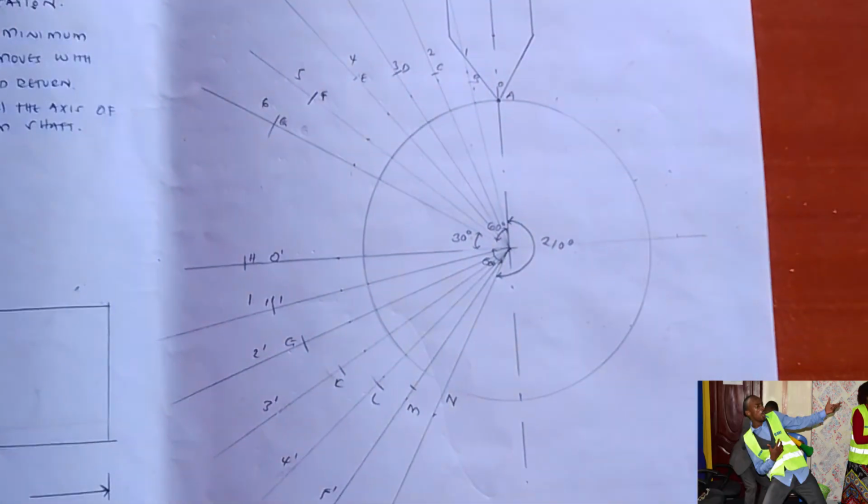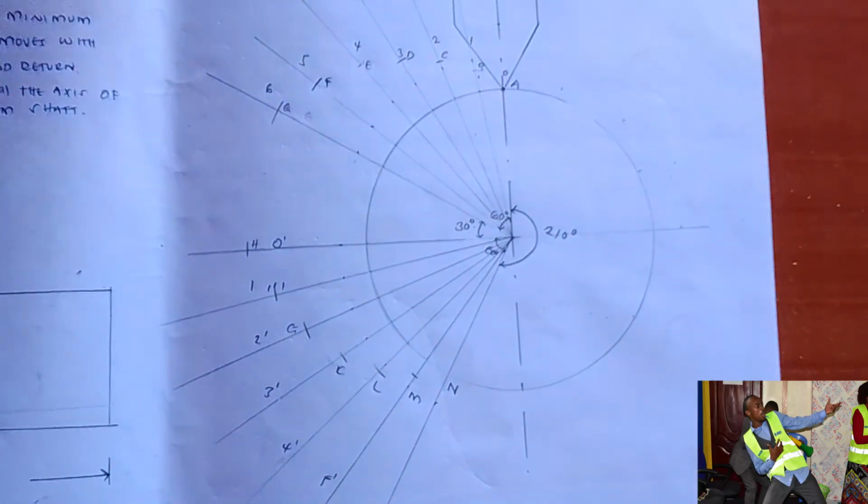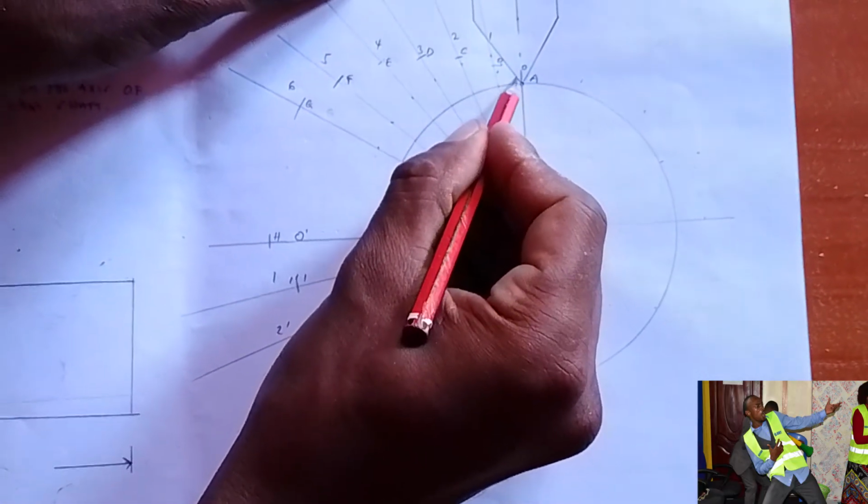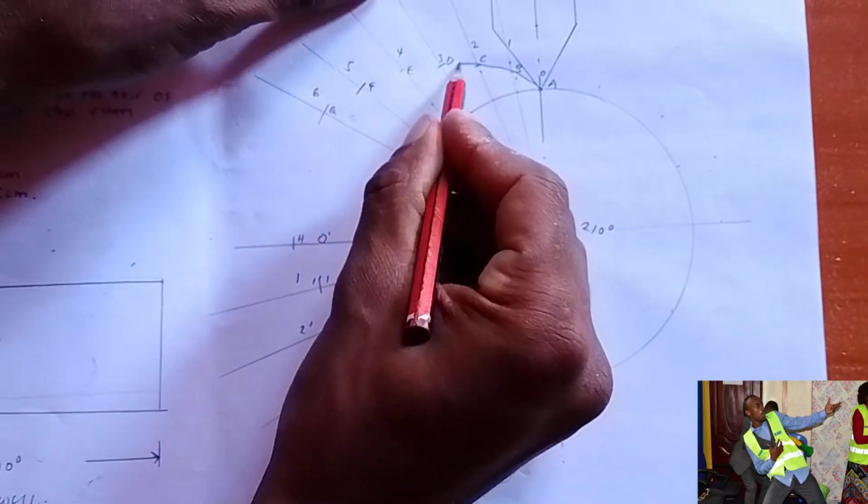So the very next thing that you do, you now quickly sketch using your free hand the profile where these points are touching.